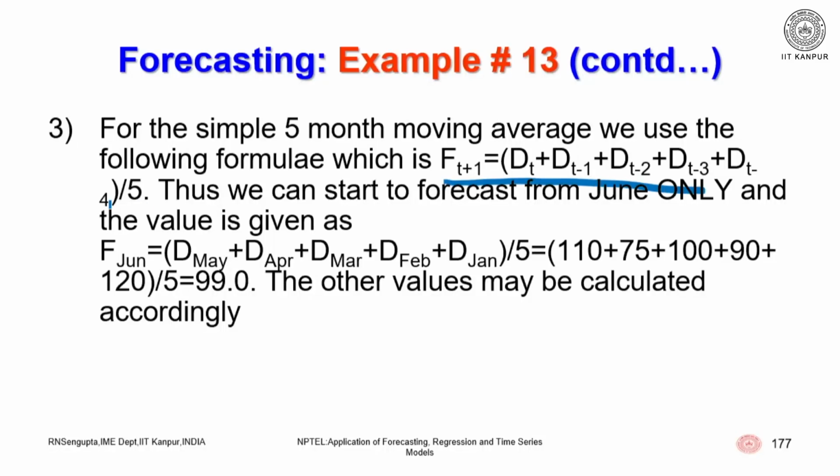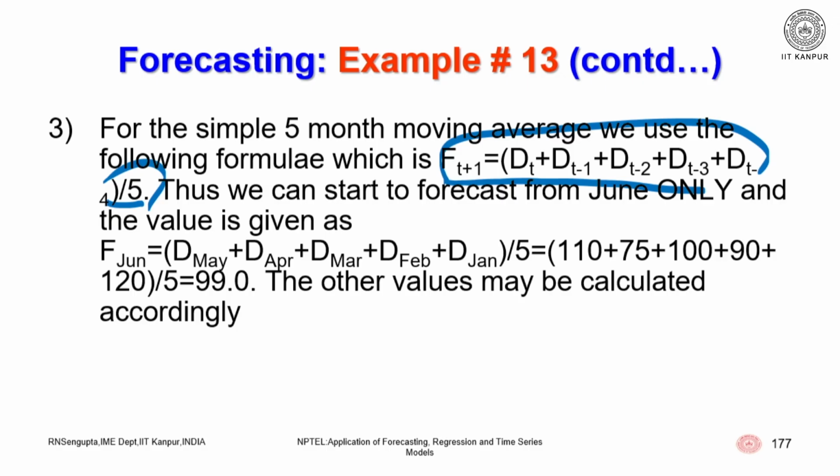Again, I am standing today which is YT. I want to predict or forecast for T plus 1, which is FT plus 1, and for the 5-month moving average I will use YT, YT minus 1, YT minus 2, YT minus 3 and YT minus 4, that is 5 values. So, if I consider the formula here, I will use the blue color. The value would be the sum of dt plus dt minus 1 plus dt minus 2 plus dt minus 3 plus dt minus 4, divided by 5, equal weightages, because d and y are the same in this problem.